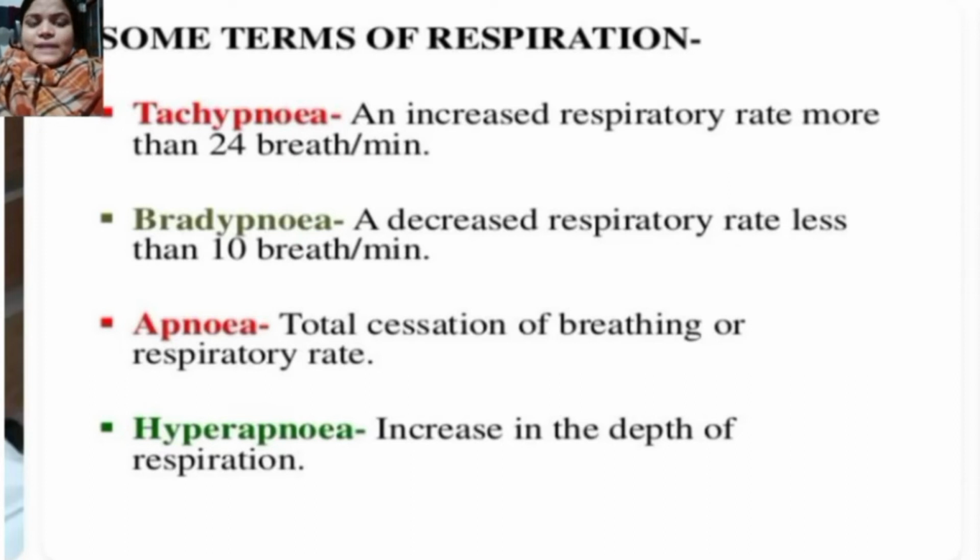Some terms of respiration: tachypnea, bradypnea, apnea and hyperpnea. An increased respiratory rate of more than 24 breaths per minute is known as tachypnea. Bradypnea: a decreased respiratory rate of less than 10 breaths per minute. Apnea: total cessation of breathing. Hyperpnea: increase in the depth of respiration.